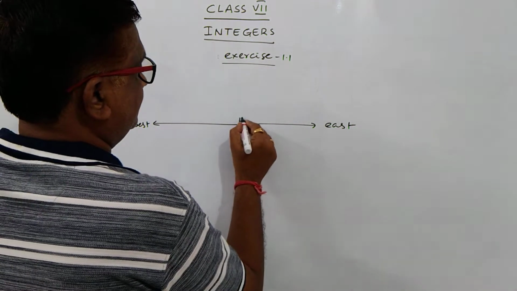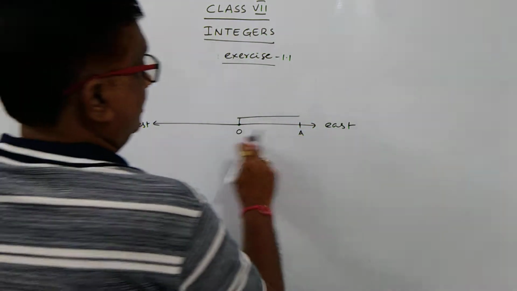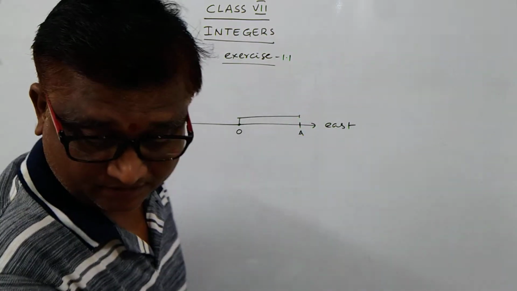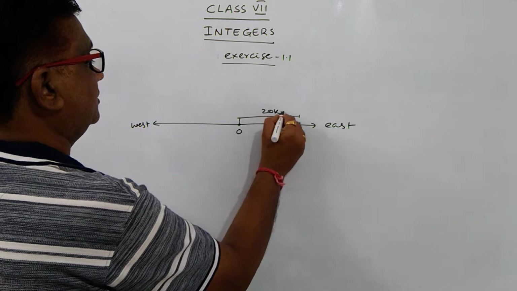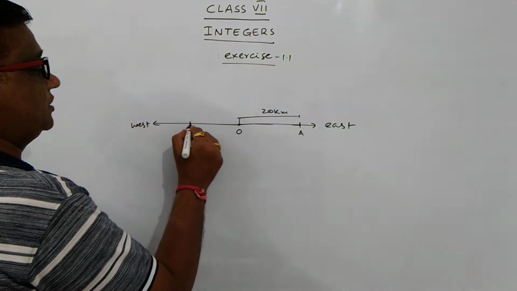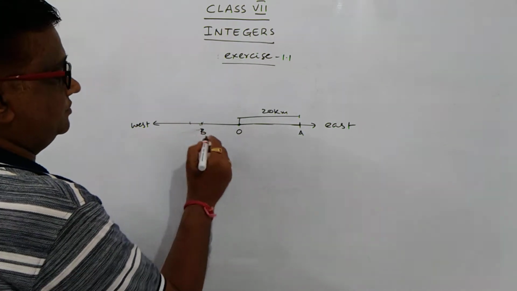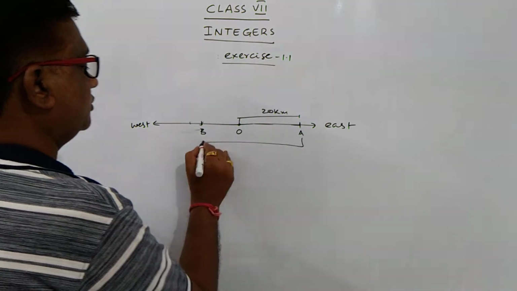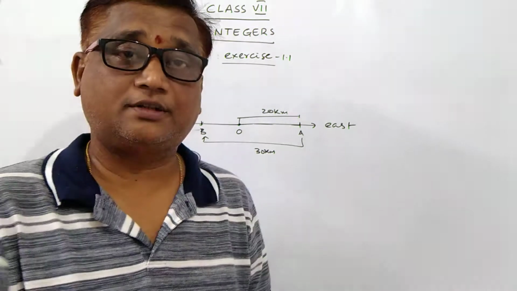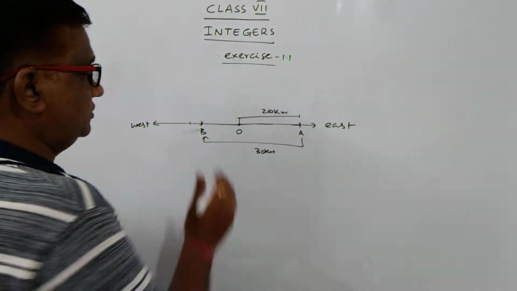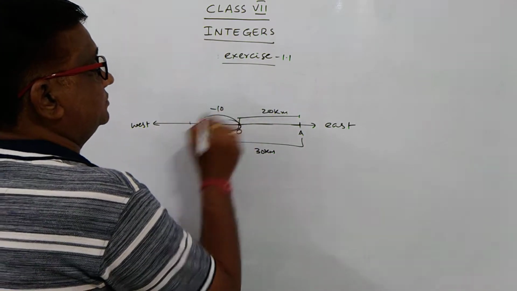So she travels from this position to here, suppose if you take A, up to here she travels 20 kilometers. After that she travels 30 kilometers towards west. Now what is her position from A? So the gap, this gap is minus 10.